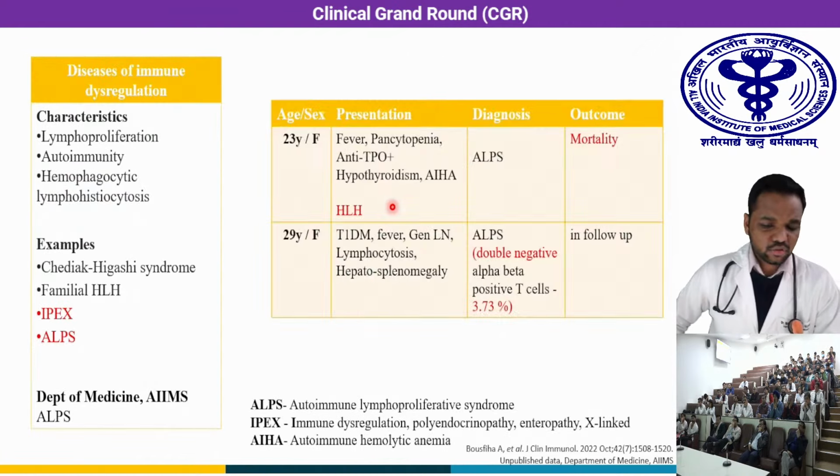Coming to the category of diseases of immune dysregulation, the common examples are autoimmune lymphoproliferative disorders.